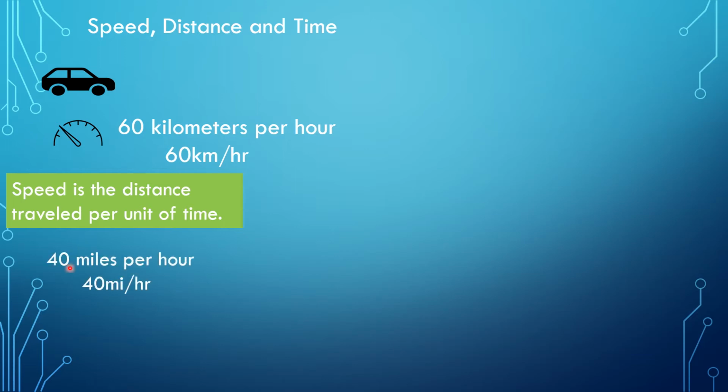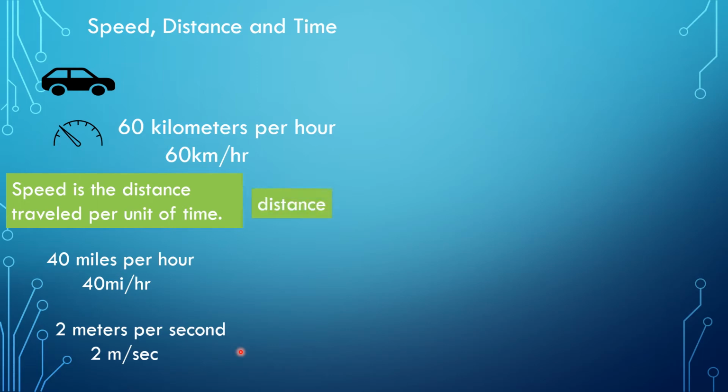You can also have, for example, 40 miles per hour. Miles is the unit for measuring distance in the English system. 40 miles per hour: the distance is in miles, and the unit for time is hour. We can also have 2 meters per second. 2 meters per second means 2 m per sec. That's the abbreviation, which means the distance is in meters and the unit is second, the unit of time.